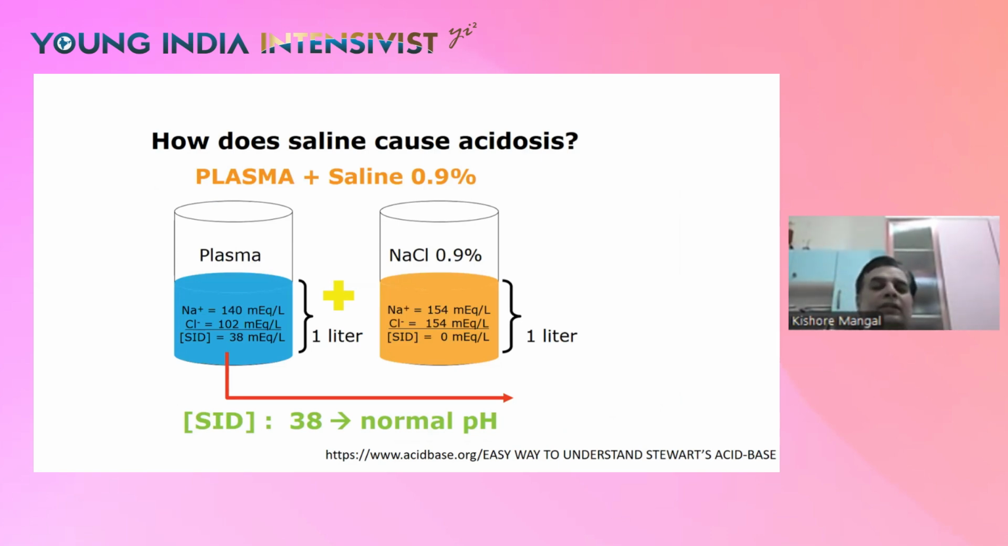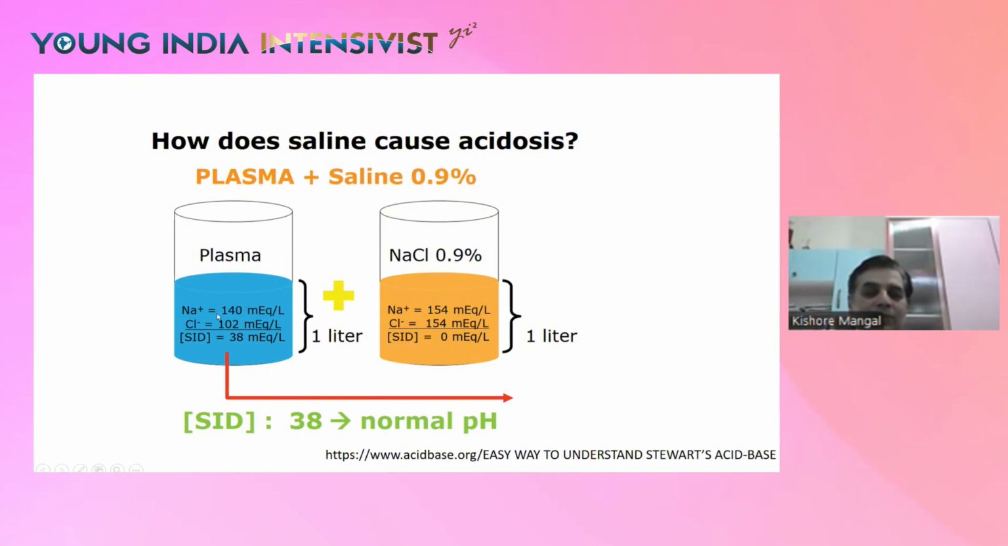Another very important explanation by Stewart's approach is about the use of IV fluids. How does saline cause acidosis? We are always hearing that if we give a large amount of saline, it causes hyperchloremia and that leads to acidosis. But how? Here, this is plasma where sodium is 140, chloride is 102, SID is 38. Now we have added 1 liter of NaCl to this plasma.